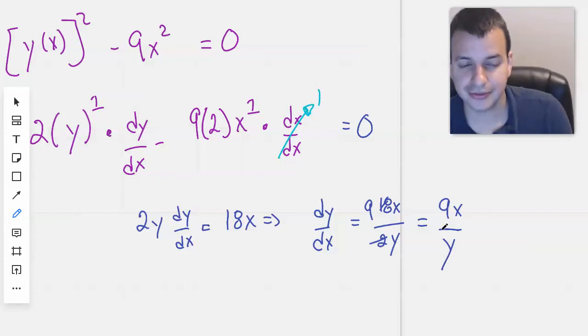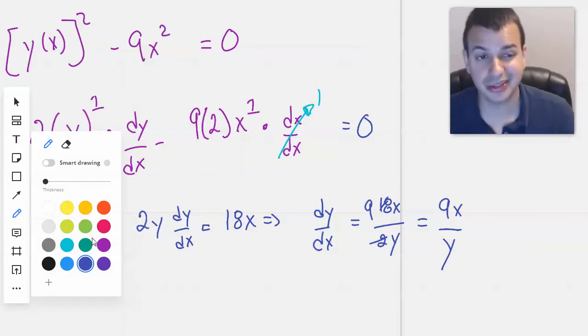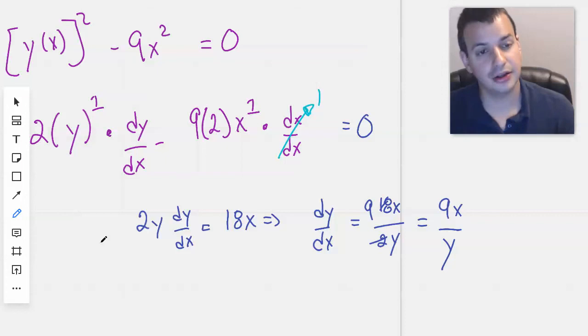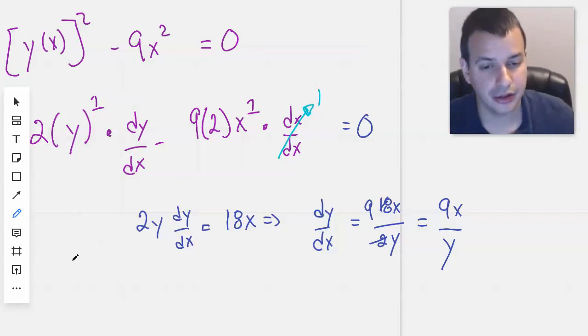That's not really all that useful. Sometimes it is. Sometimes it's not. Because if you were given an x and y coordinate, you'd be like, okay, this is the x, that's the y. Solved.